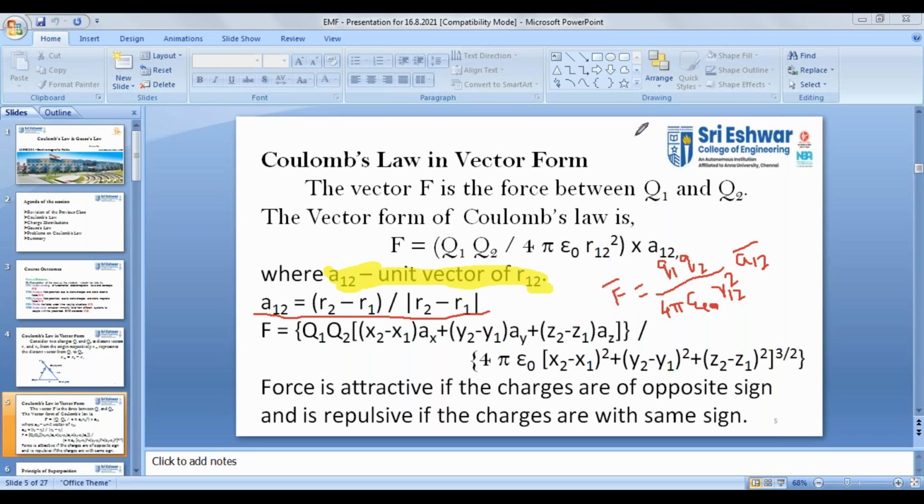Can anyone tell how you are getting this 3 by 2 in the power? How does it become 3 by 2? Can anyone tell?